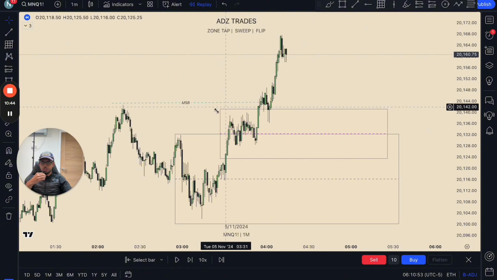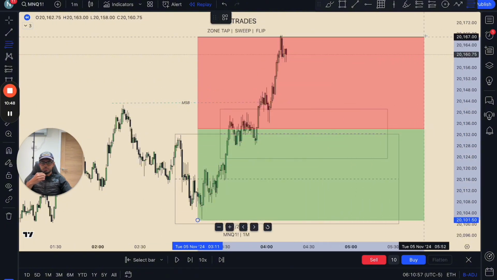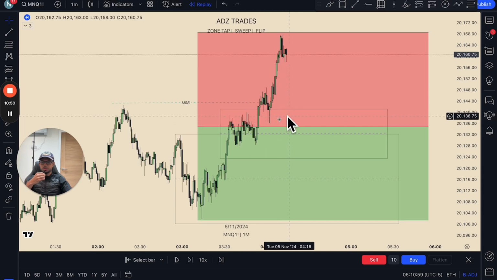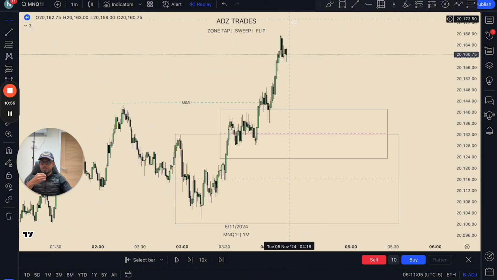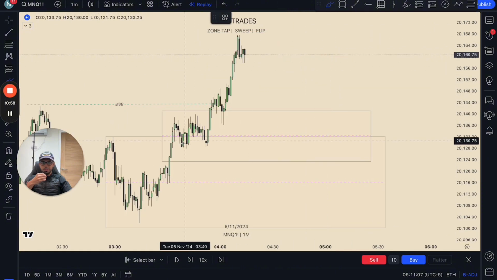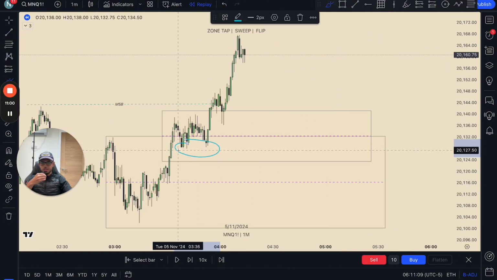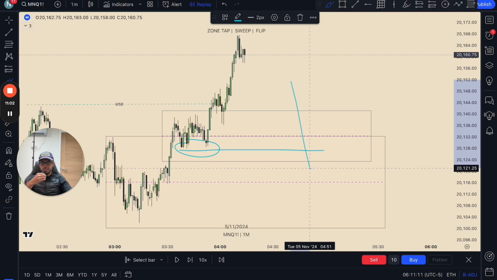Okay, why was I more interested in this origin compared to this SNDR? Well, the first thing was this SNDR wasn't really in discount, right? A lot of it was in premium. So ideally, I want to be buying in discount, sorry, selling in premium. And we have these equal lows here. So I can expect that to get swept, tap into this origin and continue higher.